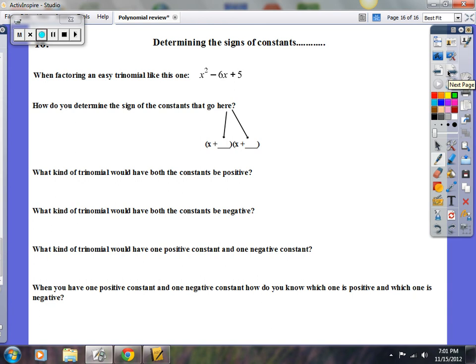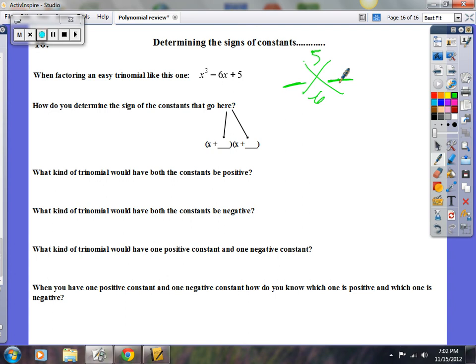Last one, make sure you can explain how you know. So for example, when factoring an easy trinomial like this, two numbers that multiply to give you 5 but add to give you -6, how do you know the signs of these? How do you know when they're both positive? How do you know when they're both negative? How do you know if you've got one of each, one plus and one minus?